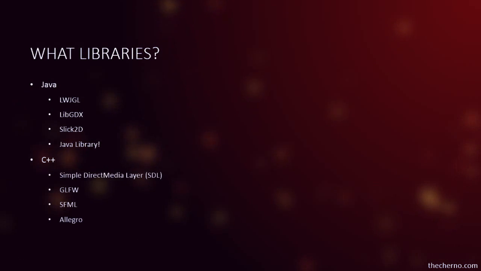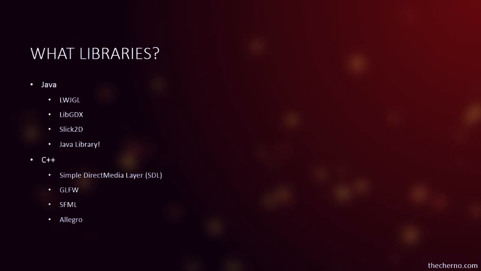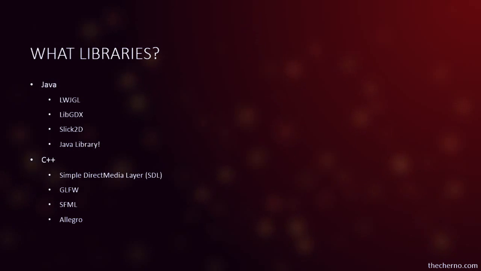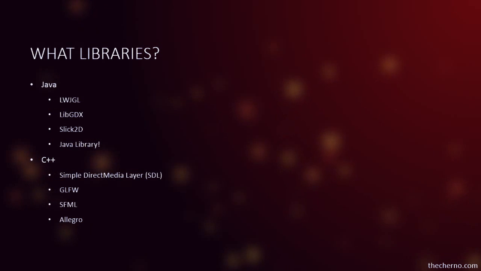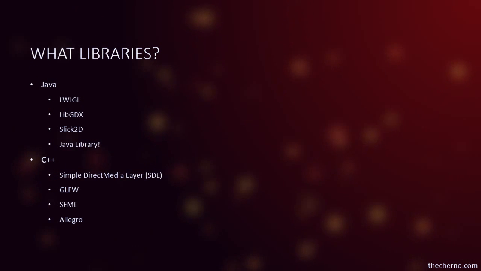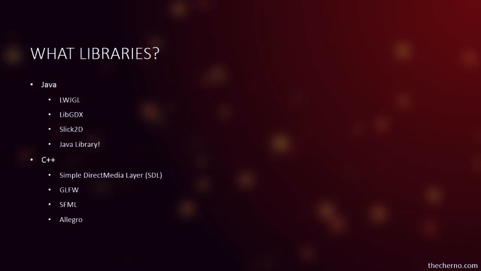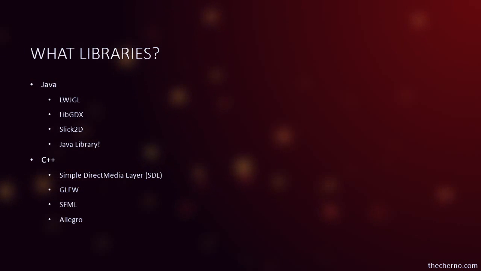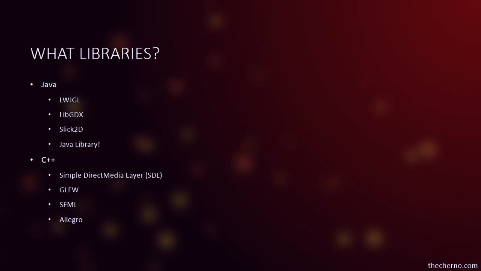Okay, so let's talk about C++ now. C++ is very different because it doesn't have that Java library that enables you to create windows, handle input, and put graphics onto the screen easily. It doesn't have any of that, okay? You have to write that stuff from scratch. So that's why it's pretty much imperative to use a library if you want to make a game in C++.